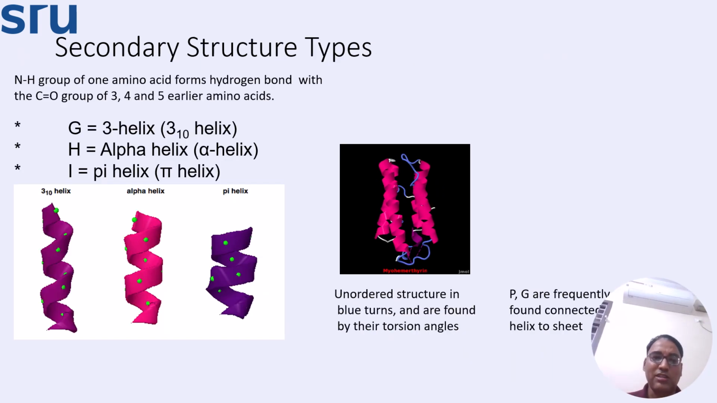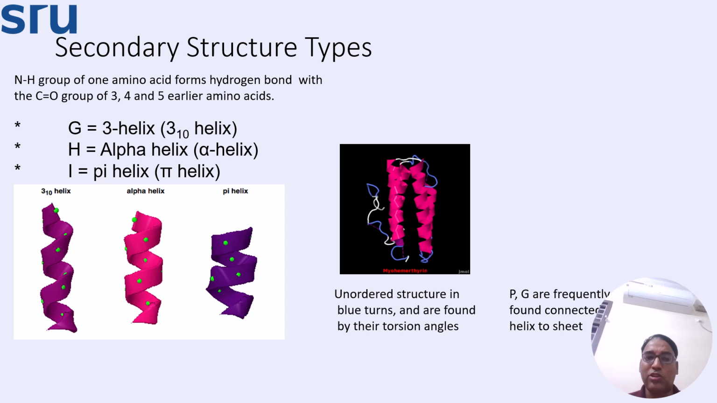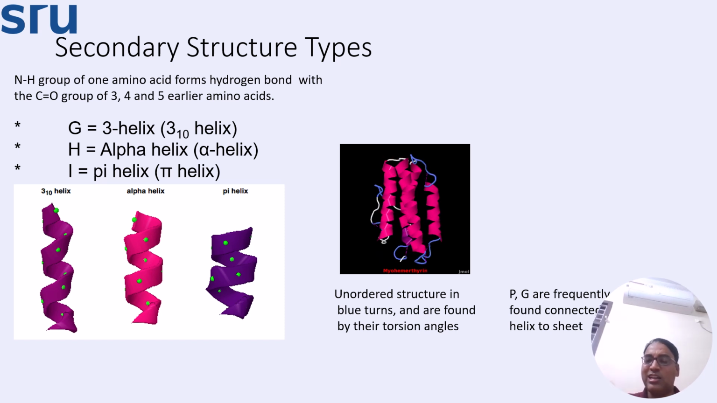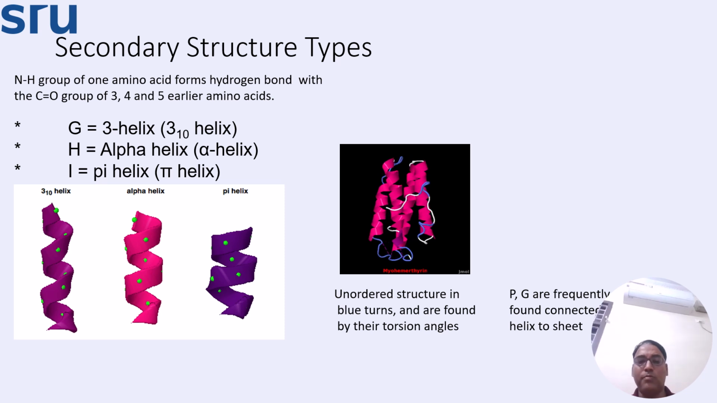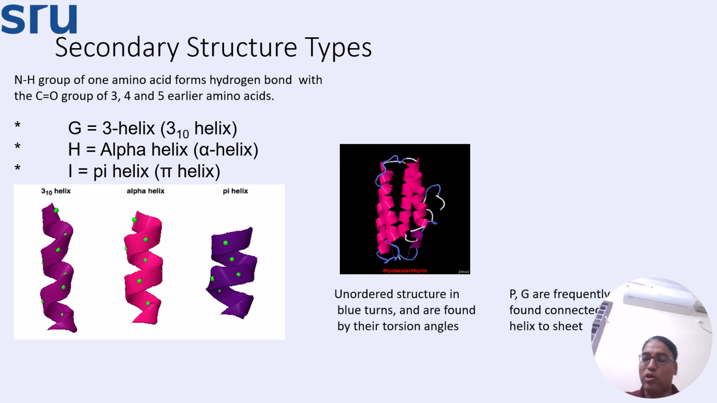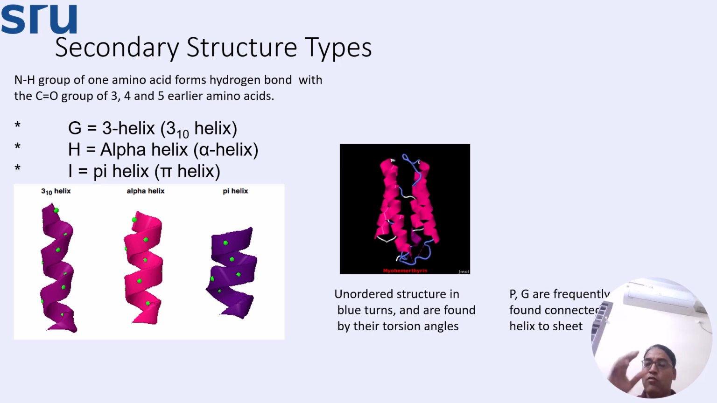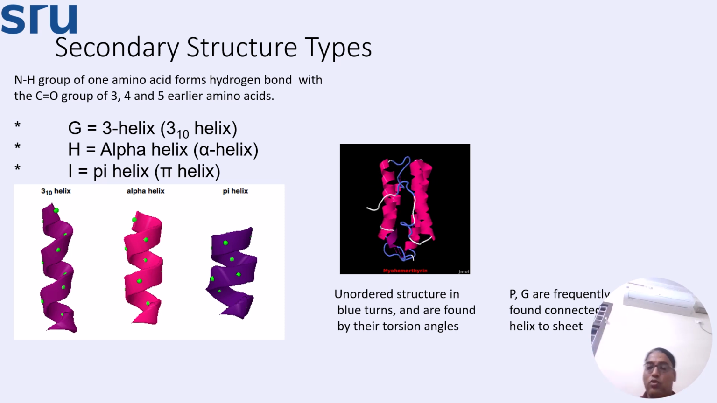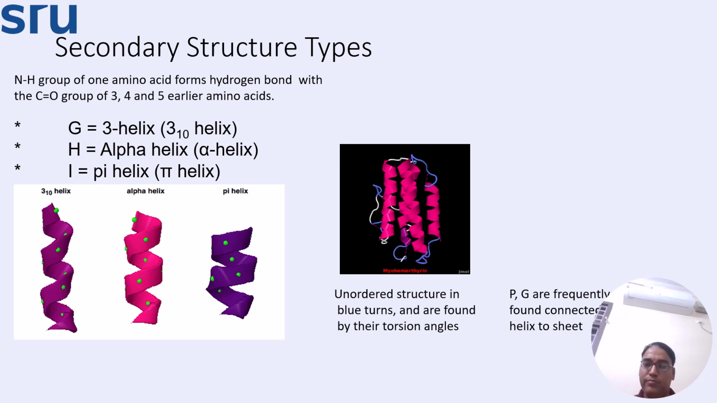See, this is the next part. You might have heard about the 3-10 helix, alpha helix, pi helix. What is the unique beauty here? Like in the 3-10 helix, I to I plus 3 bonding is there. You may already know this. In the alpha helix, it is I to I plus 4 bonding, meaning one amino acid forms a bond with the fourth amino acid down the line. And in the pi helix it is I to I plus 5.